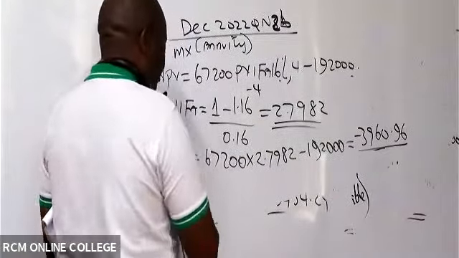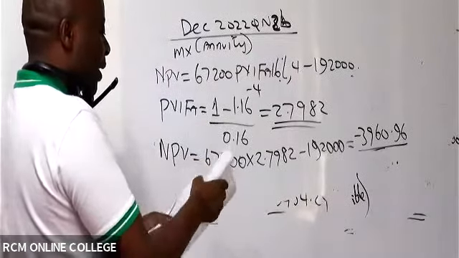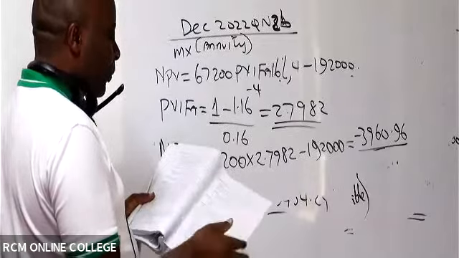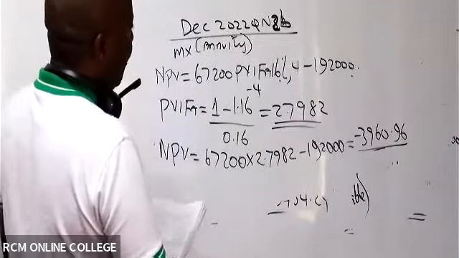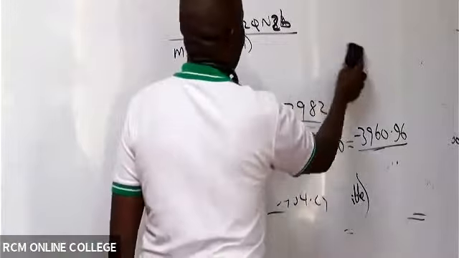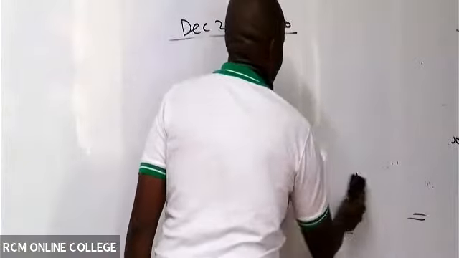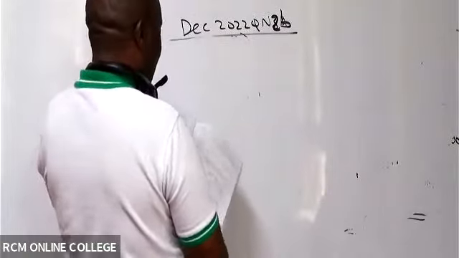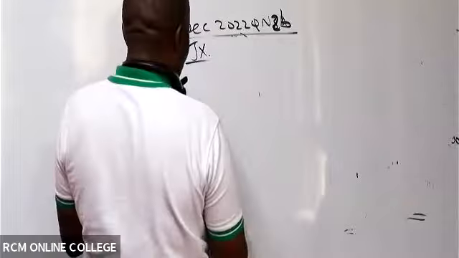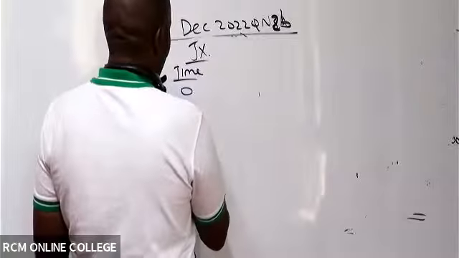So are you able to go ahead and now give me the net present value for the other project? We're following the same procedure. So now here we have project JX. Project JX, we have the time, which is 0, 1, 2, 3, 4.